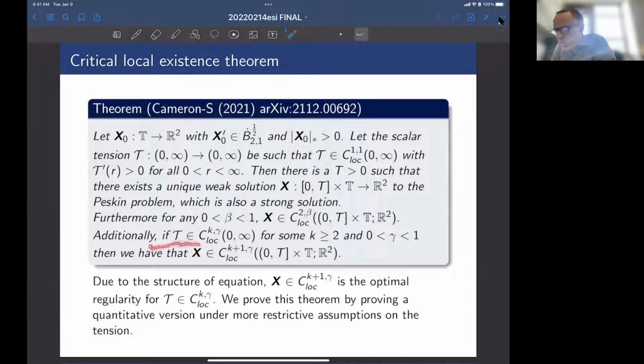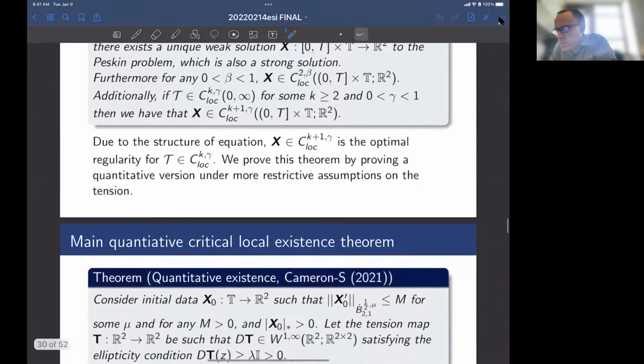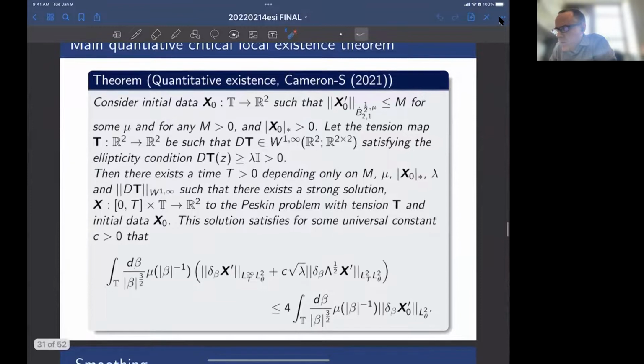And additionally, if T is in C^{k,gamma} locally for some k greater than or equal to 2 and some gamma between 0 and 1, then x is in C^{k+1,gamma} locally. Okay, and due to the structure of the equation, x in C^{k+1,gamma} locally, we claim, is optimal regularity for T in C^{k,gamma} locally. We prove this theorem, so this is our qualitative theorem, by proving a quantitative theorem under more restrictive assumptions. And so the quantitative theorem assumes more, but you get more too.